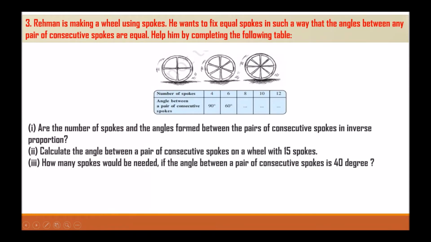Third question. Rahman is making a wheel using spokes. He wants to fix each spoke in such a way that the angles between any pair of consecutive spokes are equal. Help him by completing the following table. Are the number of spokes and the angles formed between the pairs of consecutive spokes in inverse proportion? Calculate the angle between a pair of consecutive spokes on a wheel with 15 spokes. How many spokes would you need if the angle between a pair of consecutive spokes is 40 degrees?